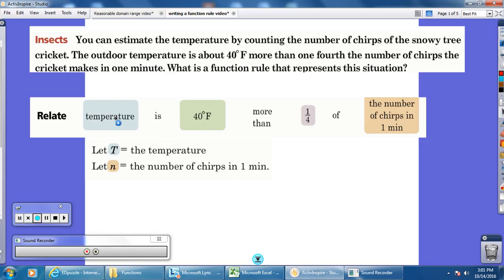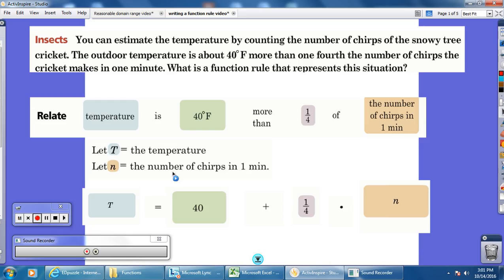Now, we're going to read this. For temperature, we're going to put T, okay? T is, whenever you see the word is, it means equals. We're going to leave the 40, just the number. More than, what does this mean, more than? We're going to add. 1/4 we leave as 1/4. Of is a good one, it means times, 1/4 the number of chirps in 1 minute. So this is times, and we said N for the number of chirps in 1 minute.